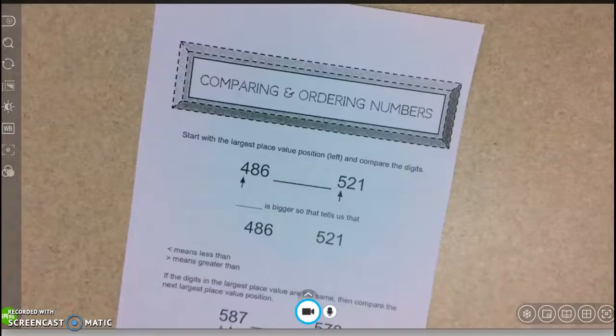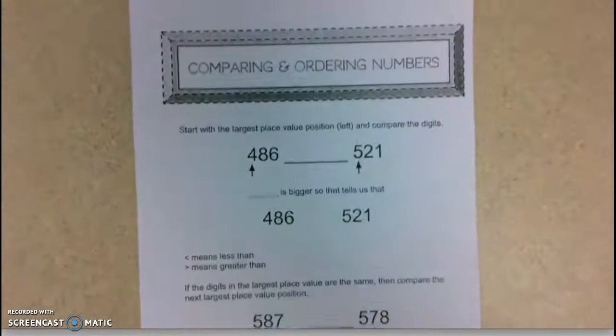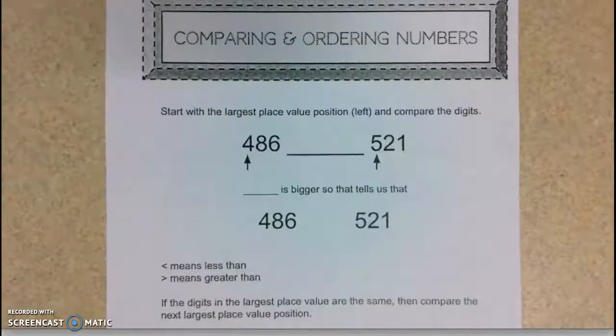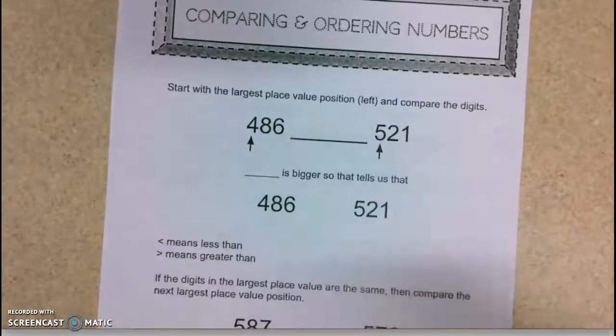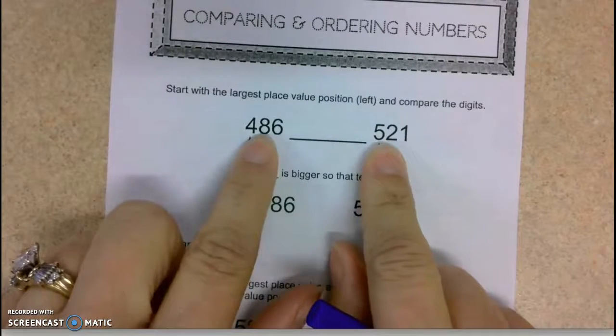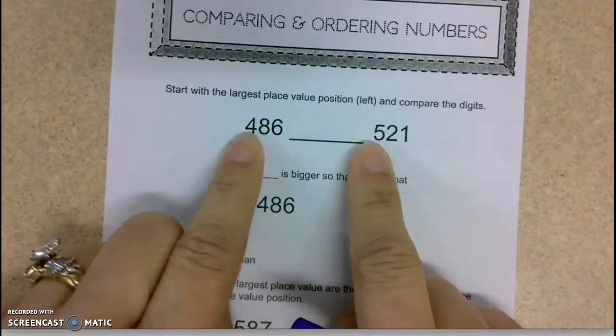All right, today we're going to be comparing and ordering numbers. So we have some little notes here. Start with the largest place value position, which is the place value position furthest to the left, and you're going to compare the digits. So both of these numbers are 3-digit numbers. I'm going to start with the digit on the far left of each number to compare these digits.